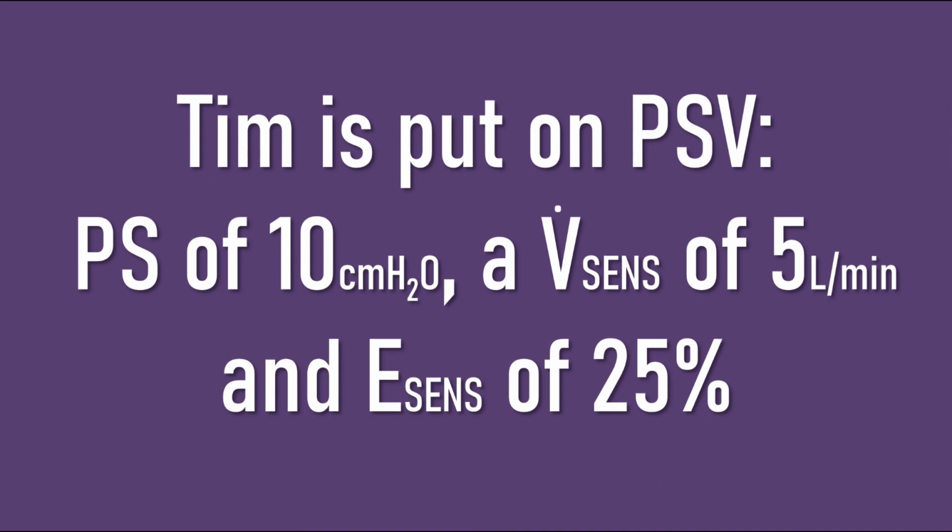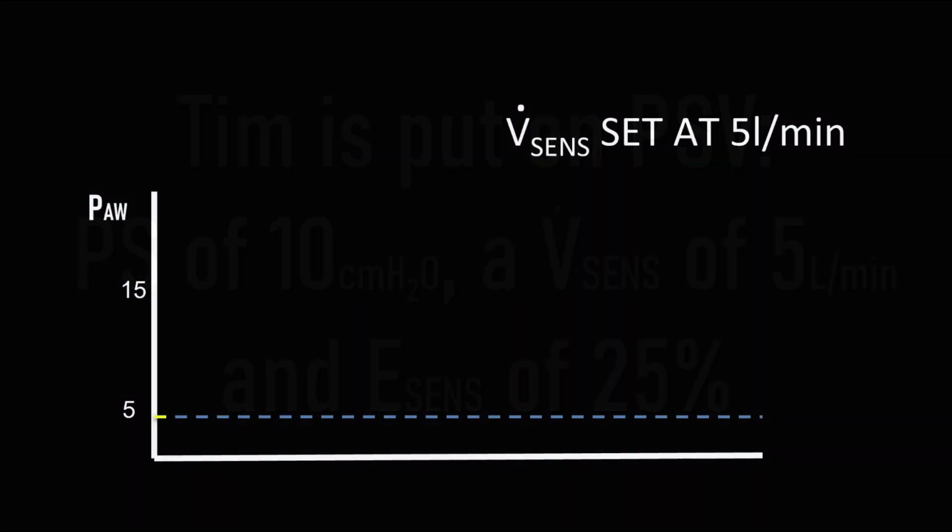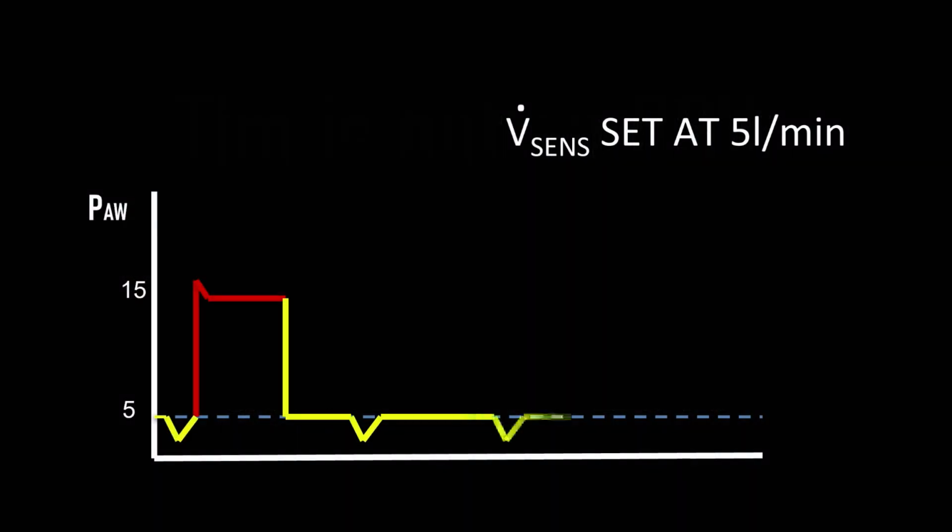Tim is put on pressure support ventilation with the pressure support inspiratory pressure level of 10, a Vsens of 5 liters per minute, that's the flow sensitivity, and expiratory sensitivity of 25%. Let's see what happens. What do you think is going on here?